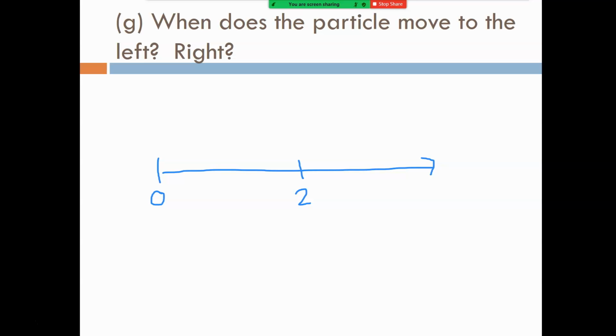All right. A particle will move to the left when velocity is negative.